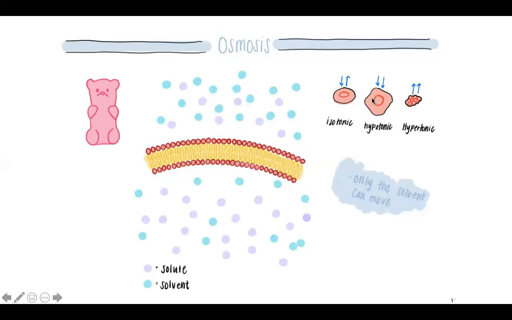In the middle, the inside of the cell has a higher concentration. So water is going to be moving into the cell to dilute that concentration, and that causes the cell to be hypotonic. And on the right, the outside has a higher concentration. So water is going to be moving out of the cell to equalize the concentration, causing the cell to be hypertonic and to shrink. This is just one real-life example of how osmosis keeps our body in homeostasis.